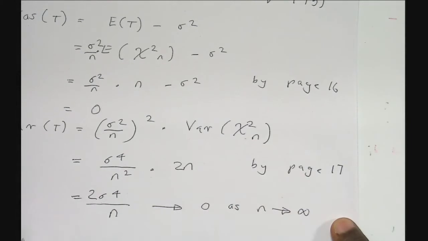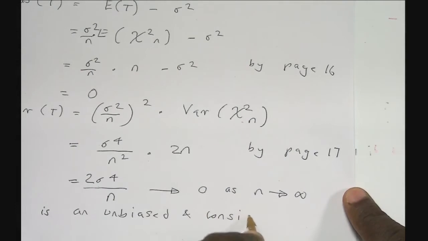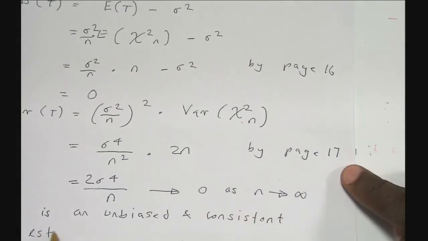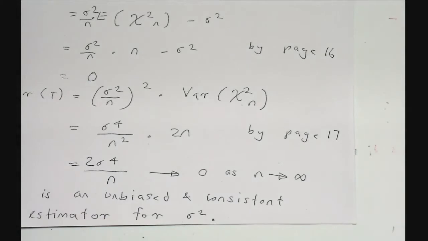So the conclusion is that T is an unbiased and consistent estimator for sigma squared.